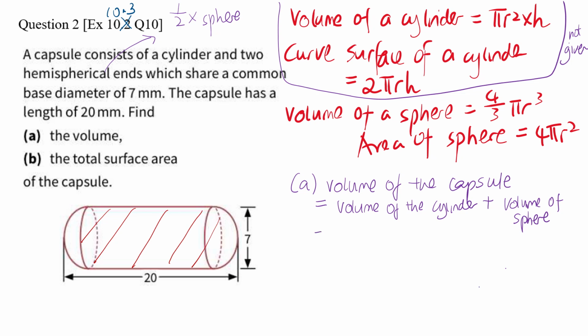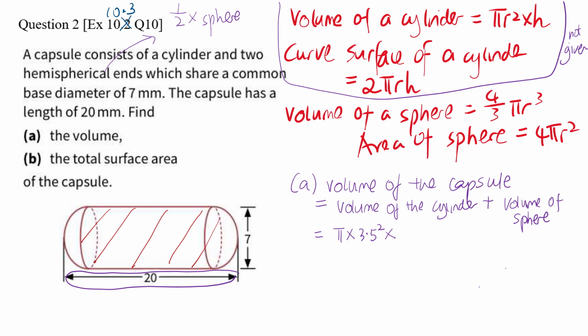Okay, so volume of cylinder is pi r squared h. Your diameter is given to be 7, so radius will be diameter divided by 2. So square it, make sure you bracket. Or if you find it confusing like that, I would just advise you take 7 divided by 2, which gives you 3.5. So 3.5 squared times the height. Just be careful. The height is not 20. 20 is from one end to the other.